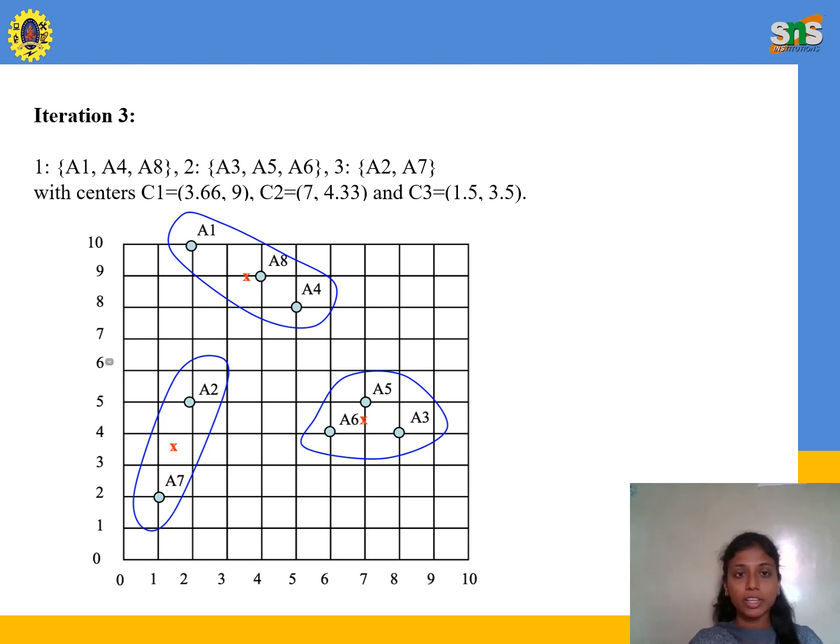In iteration 3, we are going to follow the same methods we followed in the previous 2 iterations. By that, we have obtained the 3 new clusters: C1 has A1, A4 and A8, C2 has A3, A5 and A6, and C3 has A2 and A7. And we have found the 3 new centers: C1 is equal to (3.66, 9), C2 is (7, 4.3), and C3 is equal to (1.5, 3.5). By obtaining this, we are plotting these points: A1, A8, A4 belong to C1, A7, A2 belong to C3, and A6, A5, A3 belong to C2.